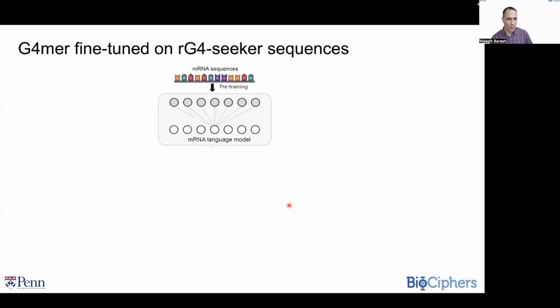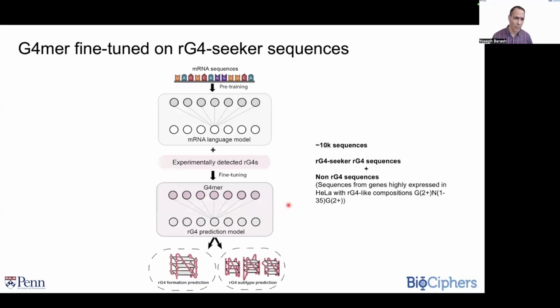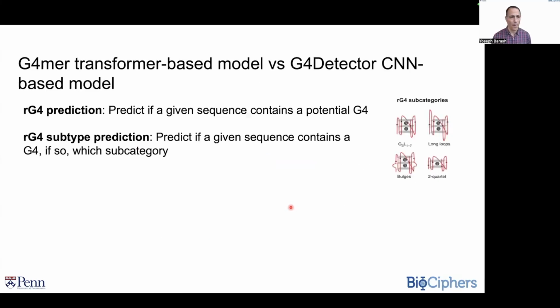We first built an mRNA language model over all mRNAs. This is a BERT transformer. Details are less relevant now for the specific talk. But once we have this, we fine-tune it on both negative and positive labels from the available data. So we have about 10,000 of those, 5 and 5. And we train it to do two tasks. One is to predict formation of RNA G-Quads, and the other is to predict subtypes. Okay? So these are the main tasks.